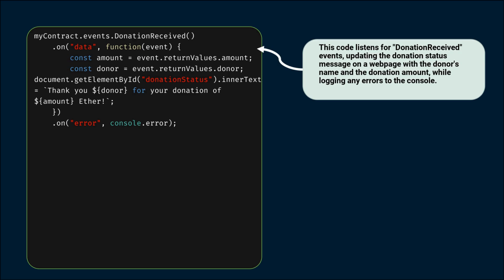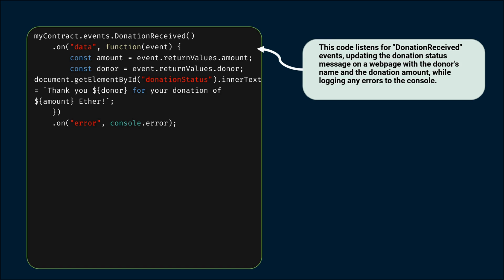When this event is captured, our JavaScript function will react accordingly, enabling us to provide immediate notifications to the donor. Inside the onData callback, we access the details of the donation using event return values, which gives us the donor's address and the amount donated. We then dynamically update an HTML element, specifically the one with the ID donationStatus, to display a personalized message of gratitude. This message not only thanks the donor for their contribution, but also specifies the donation amount in Ether.